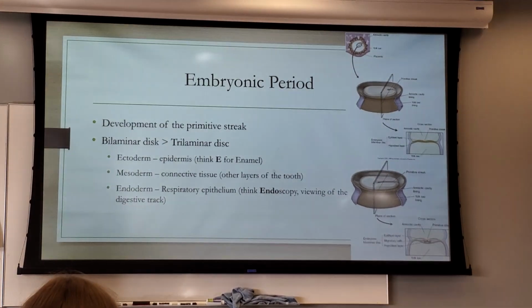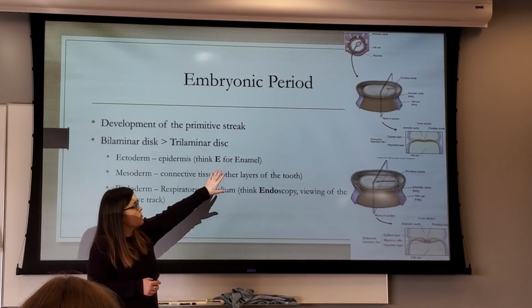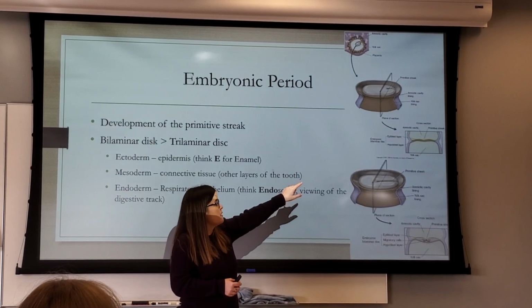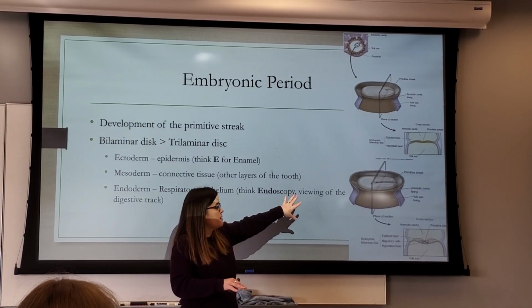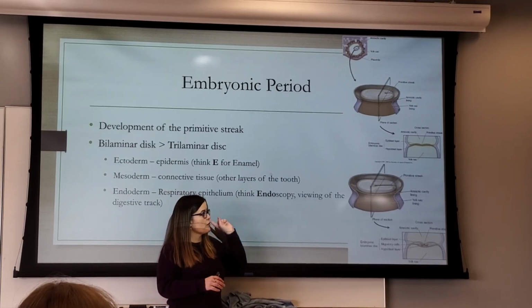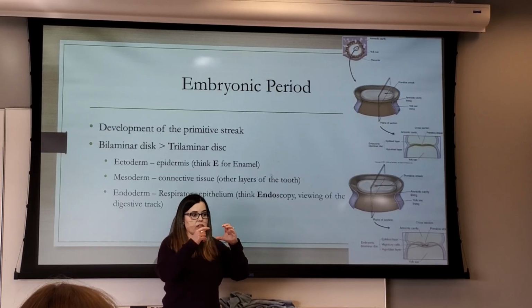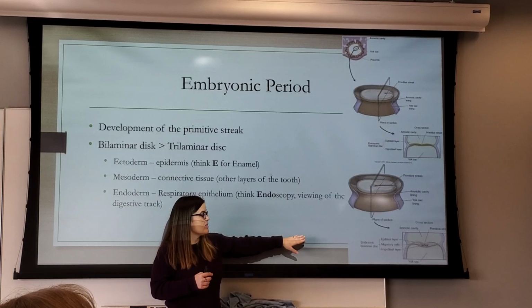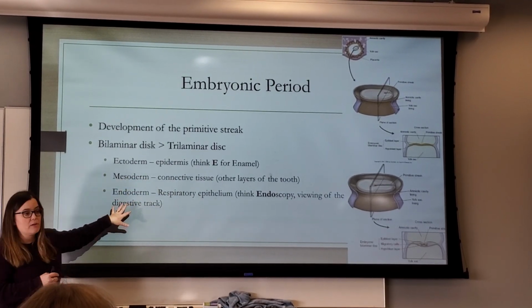Questions so far? So the primitive streak makes the bilaminar disc. Your primitive streak is going to start to develop. Initially, you start out with just the bilaminar disc, because it's just two layers: the epiblast layer and the hypoblast layer. That's all it is. Then as the primitive streak goes further down, that layer starts to thicken and the primitive streak starts to deepen. That's when you go to the three layers, eventually becoming ectoderm, mesoderm, and endoderm.